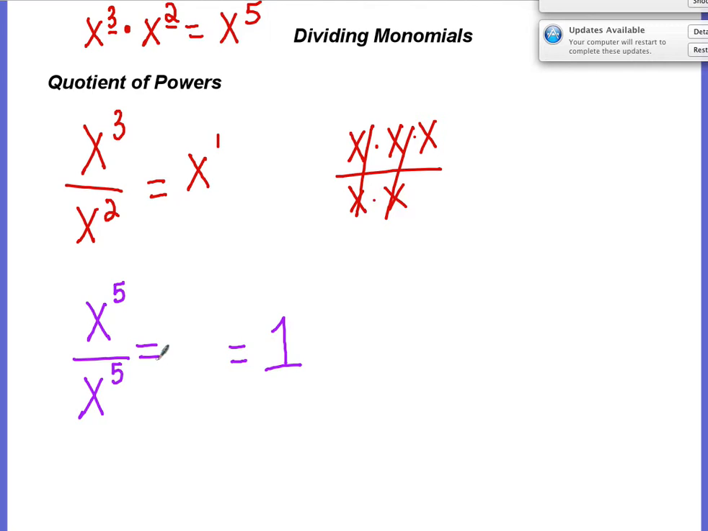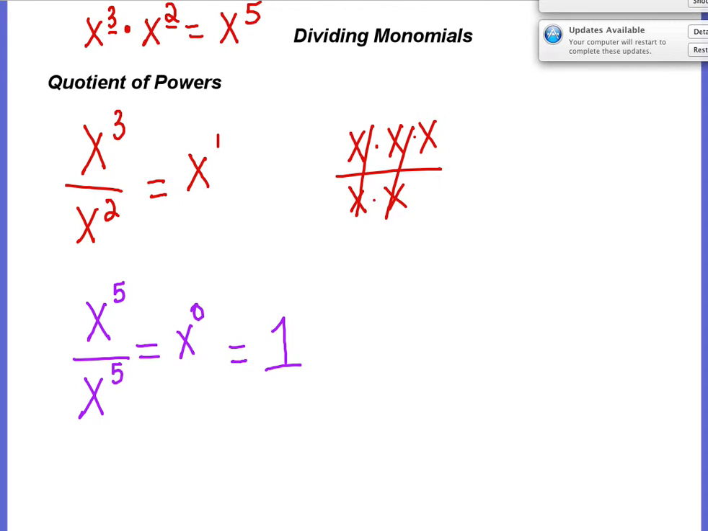If I employ that quotient of powers property, 5 divided by 5 is 0. Anything divided by itself is 1. So representing this as anything to a 0 exponent will always just be 1. So let's do some more examples. Actually, before we get to those practice problems, I'm going to just do some other examples.